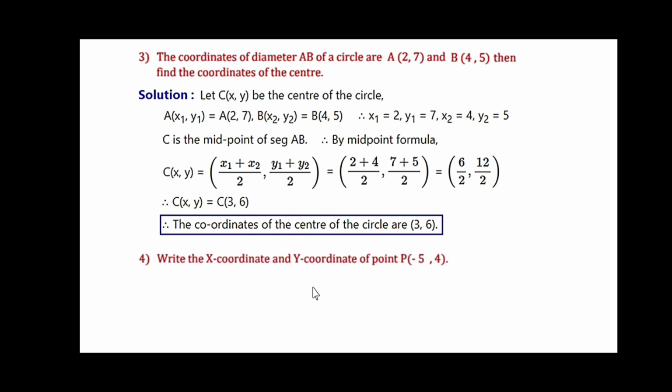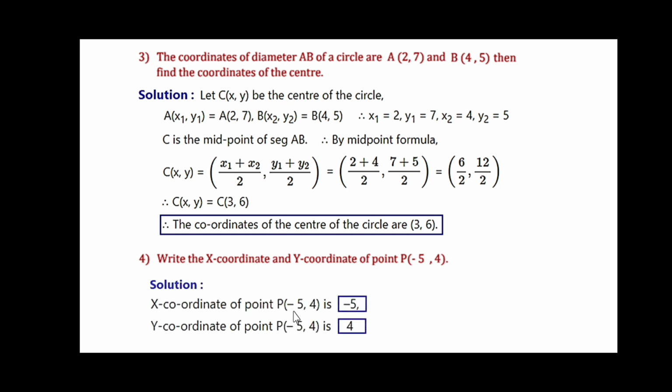Write the x coordinate and y coordinate of the point (-5, 4). It is very easy. Here the x coordinate of the point P(-5, 4) is -5, the first coordinate, and the y coordinate of P(-5, 4) is 4, the second.